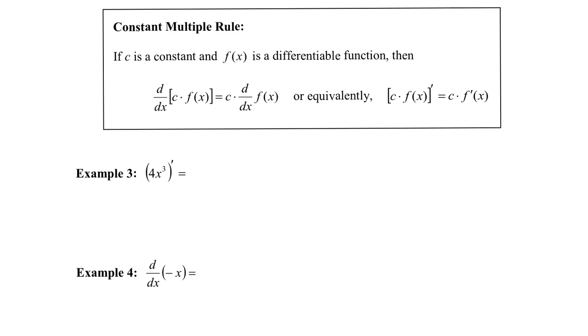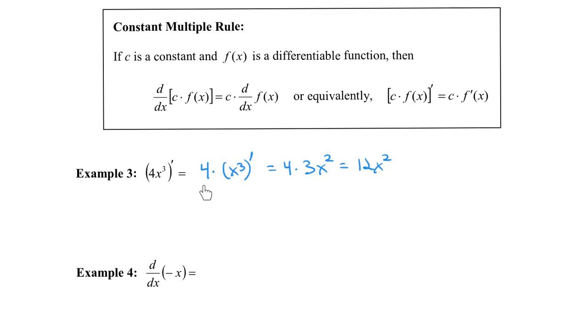So going step by step, we would say, okay, this 4 can come out front, and then we can take the derivative of the x cubed, right? So that's what the rule says. So then it's 4 times the derivative of x cubed, which is 3x squared, and then we can multiply and get 12x squared.